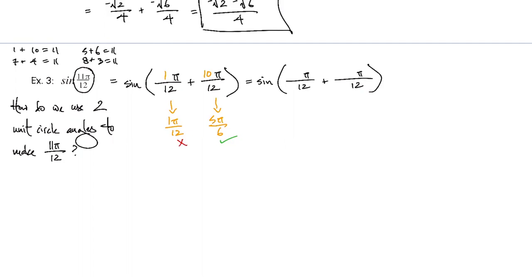All right, let's try 8 and 3. Okay, so if we have 8 pi over 12 and 3 pi over 12, well, 8 plus 3 gives you 11. That's totally fine. Okay, and let's see how they reduce. 8 pi over 12 and 3 pi over 12. What do those reduce to?